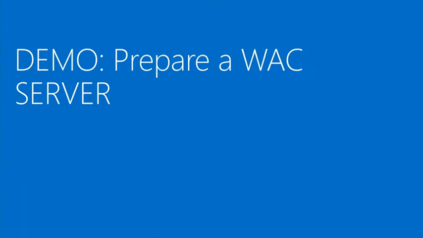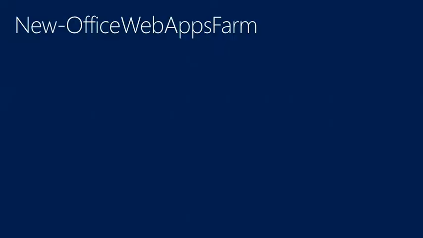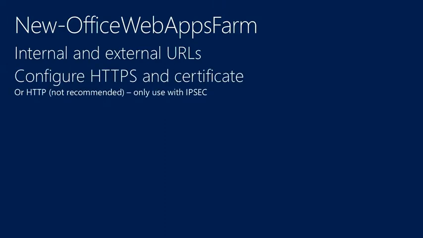And to create an Office web apps farm, we use the PowerShell cmdlet called New-OfficeWebAppsFarm. We need to specify internal and external URLs. The reason for internal and external URLs is for the cases when we use a proxy, we access our intranet from a proxy or similar, or if we're using it internally only. Configure HTTPS and certificate. If we're not using a certificate, make sure you use IPsec.